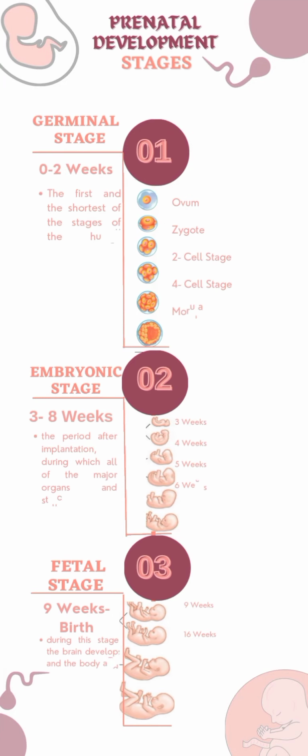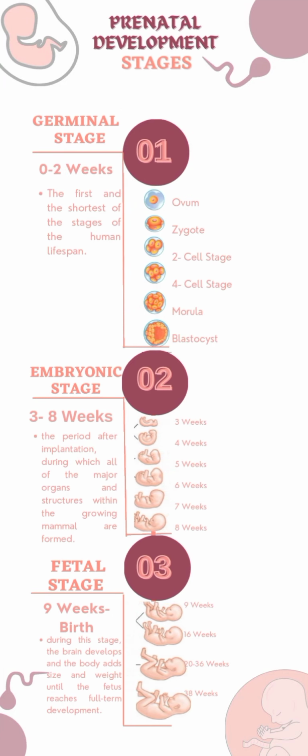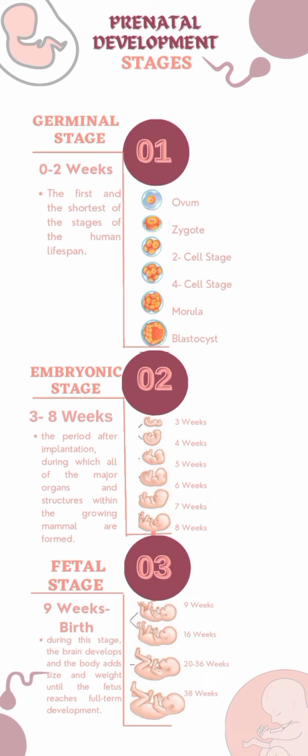Prenatal development. Prenatal development is the period of time when development takes place inside the uterus of the mother. In prenatal development, there are three stages: the germinal stage, embryonic stage, and the fetal stage. So the first stage is the germinal stage.